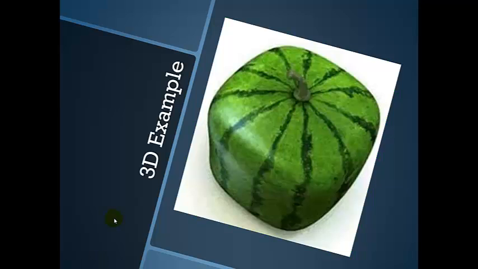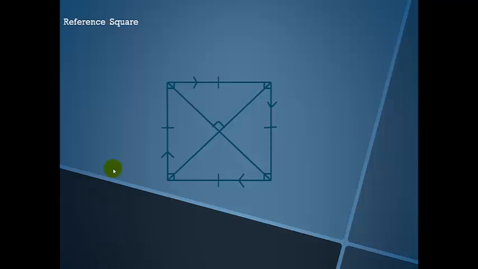Here's a 3D example of a square. I chose a square watermelon, as you can obviously see. That's my reference square. Remember that.